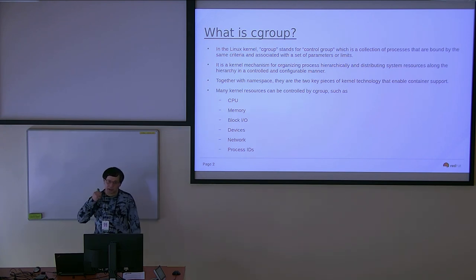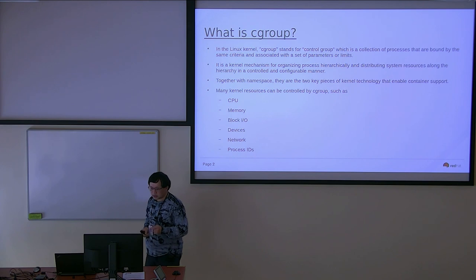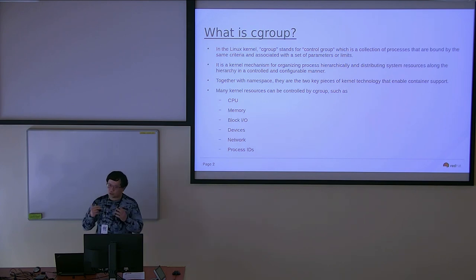And cgroup gives you a mechanism by which you can structure all the processes in the system hierarchically, like a tree structure, and define how much resource you want to allocate for each group of processes, and do it in a way that is controllable and easier to manage.